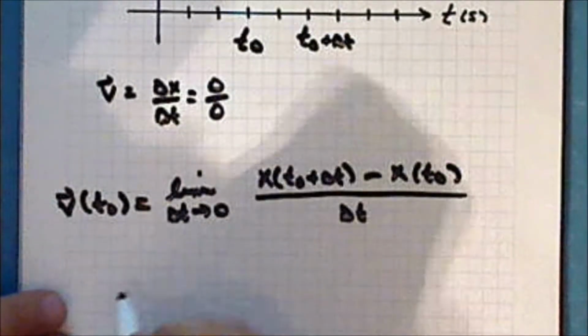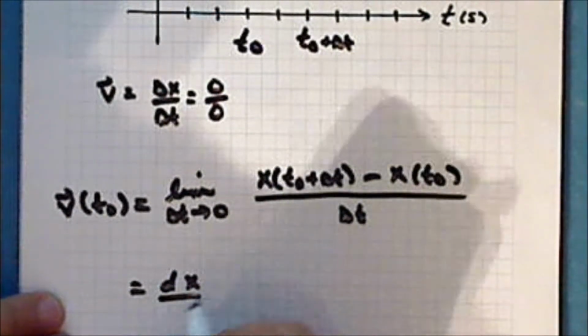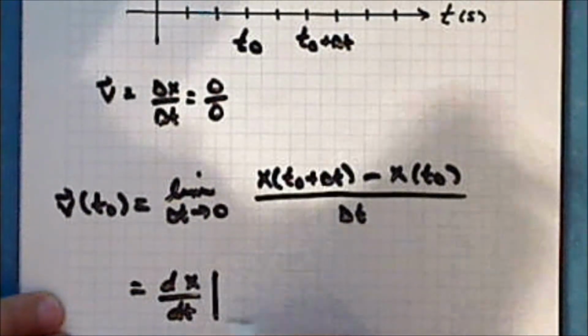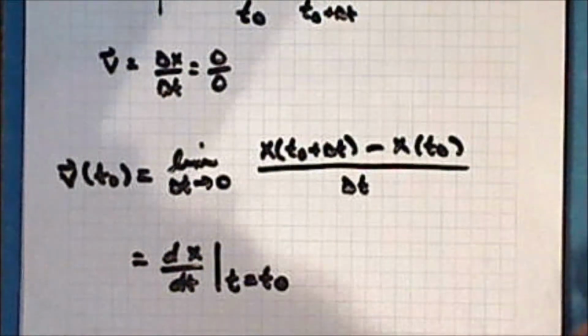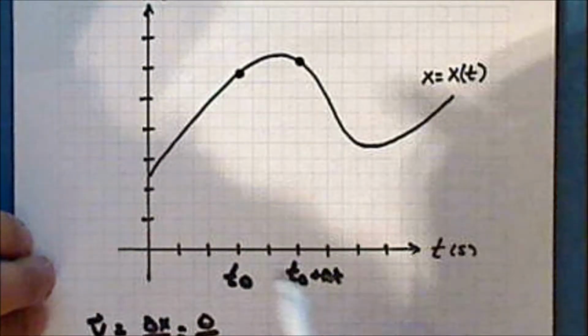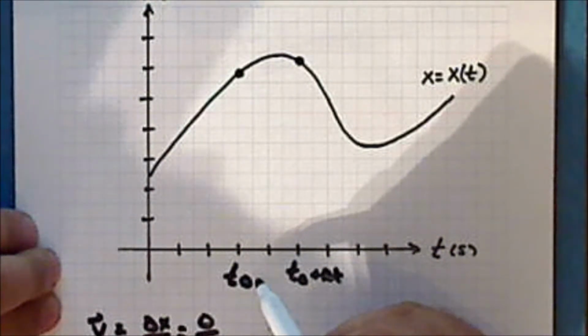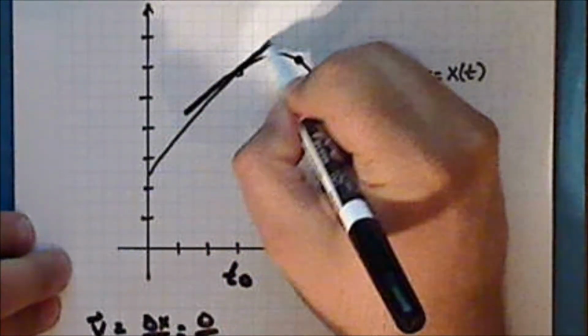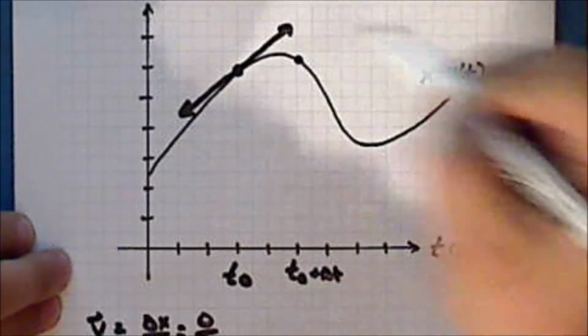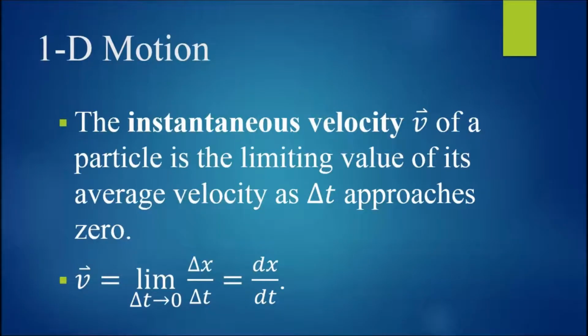And this limit we call the derivative of x with respect to t, and in this case we're evaluating this derivative at the time t equals t sub naught. Now notice that the instantaneous velocity of a particle at a specific time, t sub naught, has a geometric interpretation. It is the slope of the line that is tangent to the position function at the time t sub naught. And so the instantaneous velocity of a particle is the limiting value of its average velocity as the time interval delta t approaches 0.